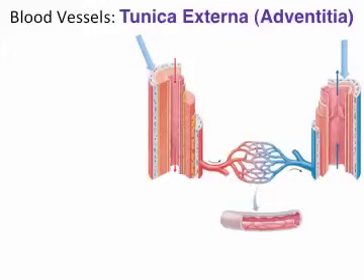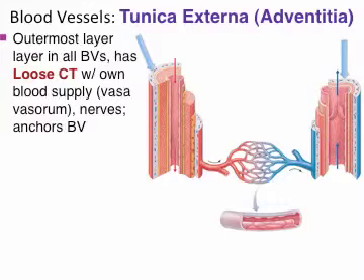So let's look at these layers one by one. The tunica externa, like I said, is called the adventitia, and you see these blue arrows showing the tunica adventitia on both the arterial side, which is the left side of the cartoon, and also the venous side, which is the right side of the cartoon. There's obviously no tunica externa in the capillaries. So this outermost layer, the tunica externa, is in all blood vessels except capillaries. It's made of loose connective tissue, collagen and elastin, and it has its own blood supply.